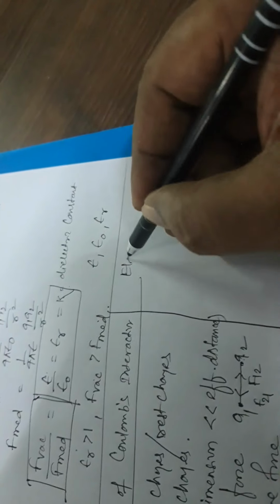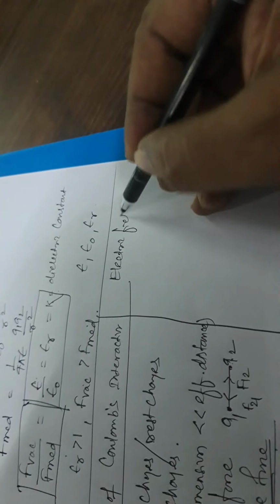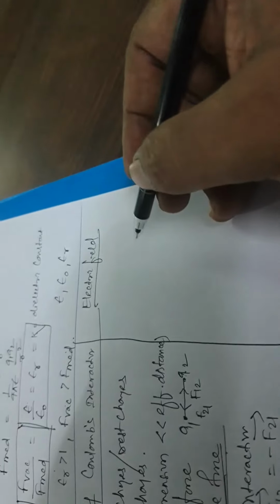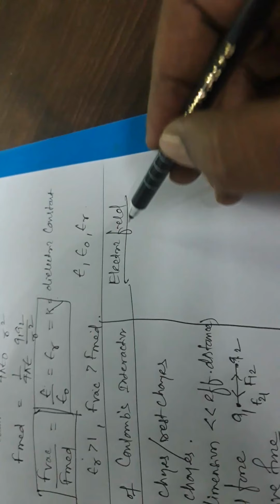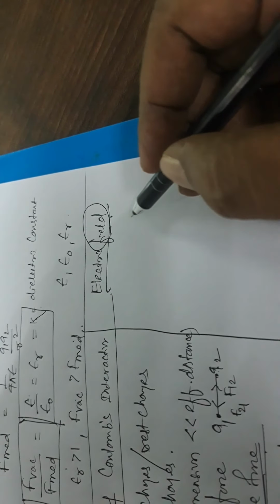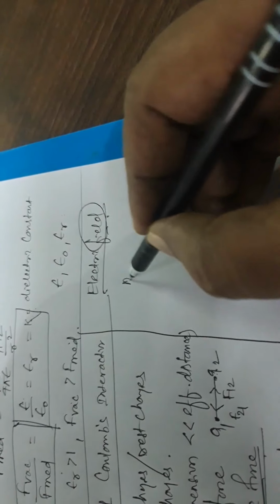That is called electric field. Listen carefully. What is electric field? Suppose we say field. Suppose you will go for the field. Then it is the modified space.